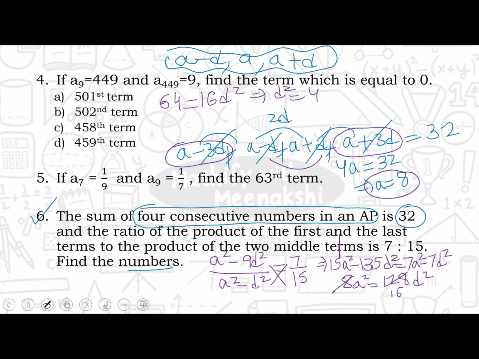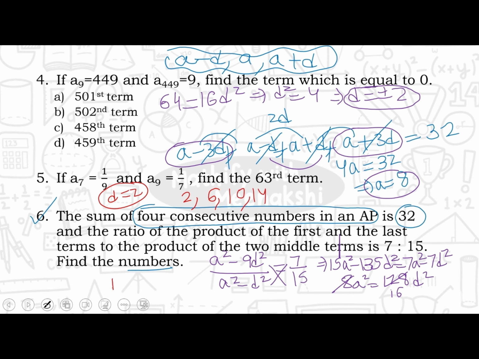That means d is plus minus 2. That means we have two cases. D can be 2 or d can be minus 2. So if I put my d as 2, just see here carefully. A minus 3d, a is 8, 8 minus, first I'm putting d as 2, so you will write a minus 6. That is 8 minus 6, 2. Then similarly just put the values, 8 minus 2, 6, then 10, then 14.